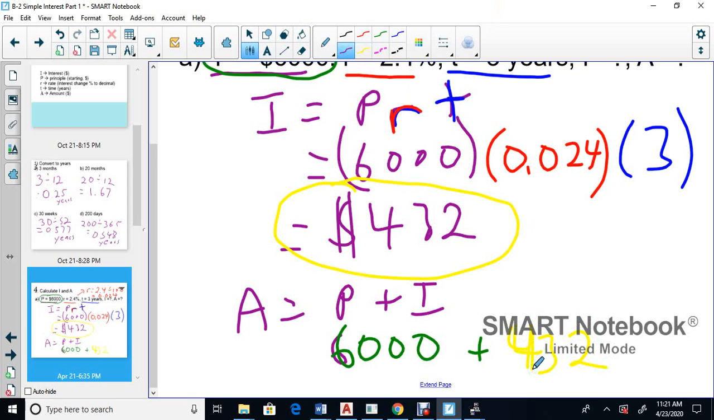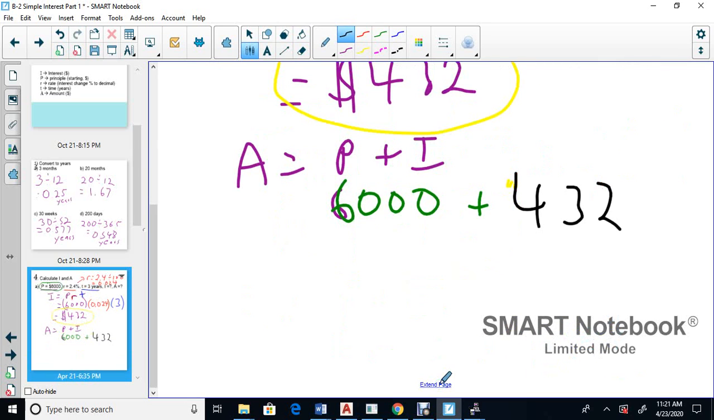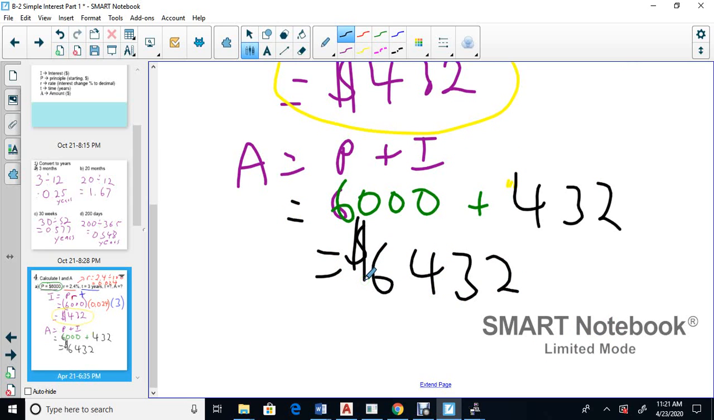Let's try that again. It's always coming out yellow for me. First I'll erase it and I'll make it black. 432, and I'll bring that down a little lower. When you add the two numbers, you get 6,432. That's our amount, A. So A equals that.